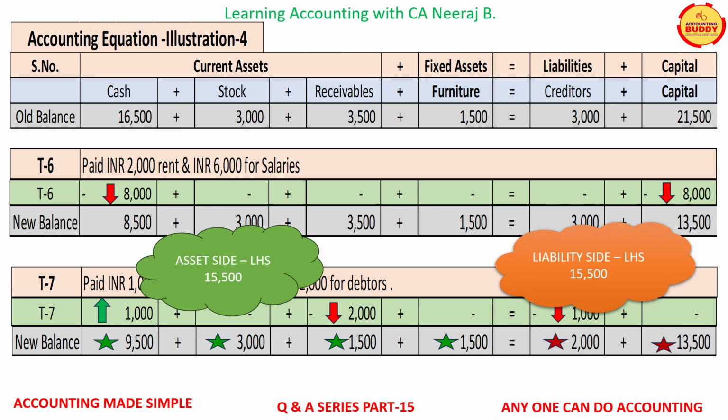And on right hand side, liabilities are reduced from earlier 3,000 to 2,000 and the capital remains at the same level of 13,500. The right hand side total is also 15,500.